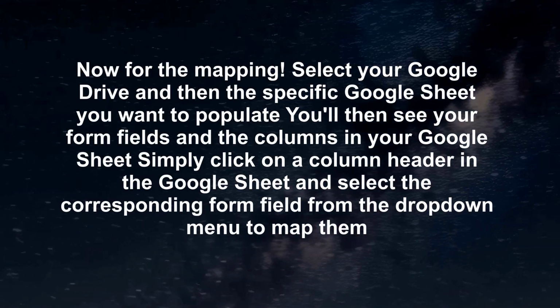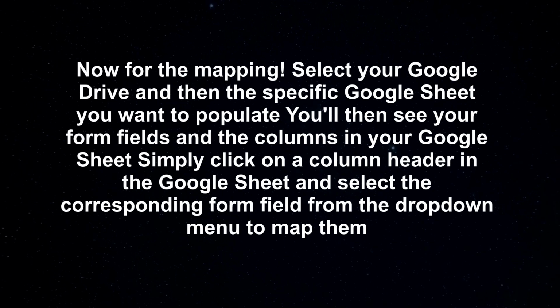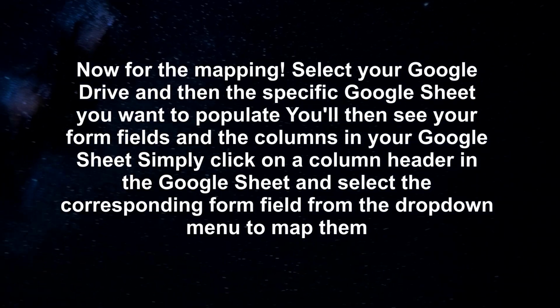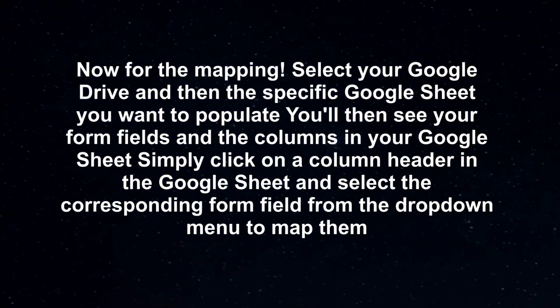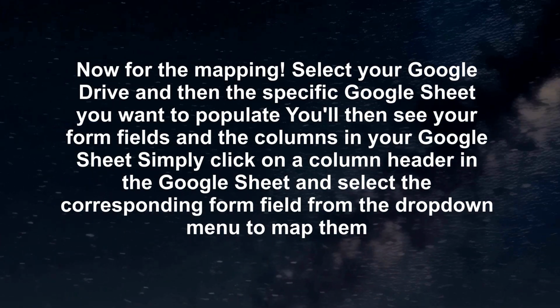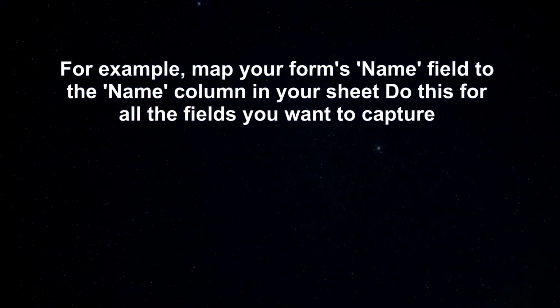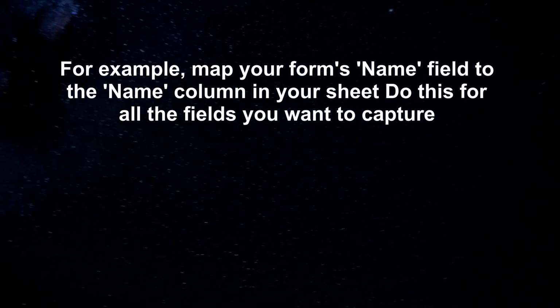Now for the mapping. Select your Google Drive and then the specific Google Sheet you want to populate. You'll then see your form fields and the columns in your Google Sheet. Simply click on a column header in the Google Sheet and select the corresponding form field from the drop-down menu to map them. For example, map your form's name field to the name column in your sheet. Do this for all the fields you want to capture.